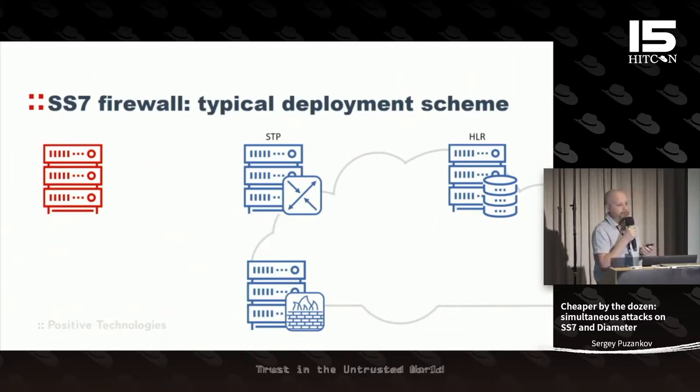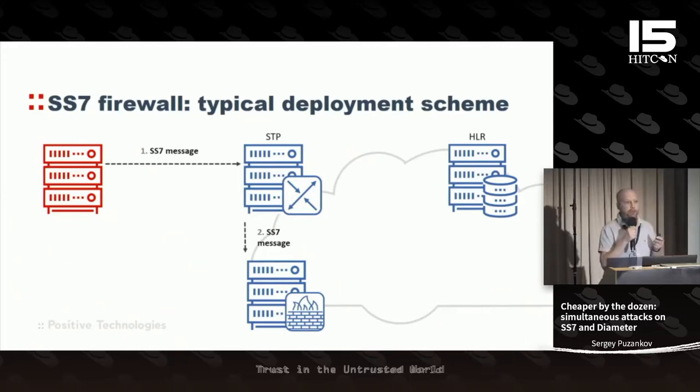A couple of words about firewalls. The SS7 firewall is usually implemented in loop mode. When any signaling message comes to the STP, the STP routes it to the SS7 firewall, first of all. The SS7 firewall starts inspecting this message layer by layer, correlating user data, address data, and the SS7 firewall defines if this message is normal or not. If this message is illegitimate from the SS7 firewall's point of view, the SS7 firewall just blocks it. Otherwise, the SS7 firewall sends this message back to the STP and the STP delivers it to the destination node, HLR in this example.